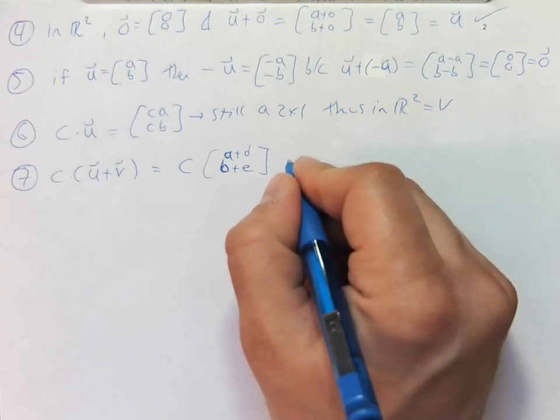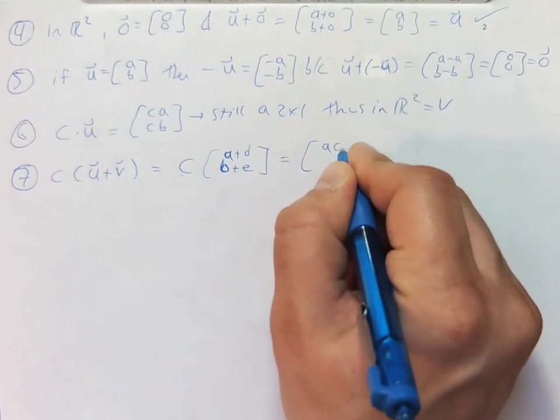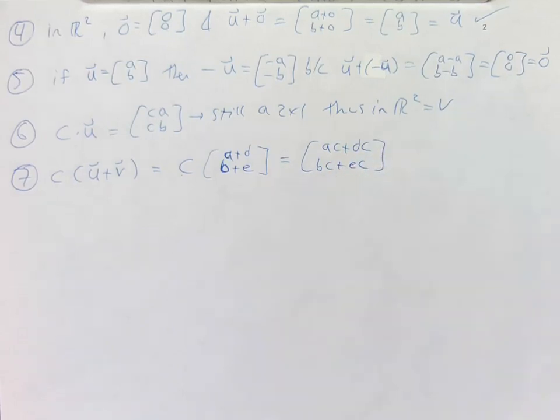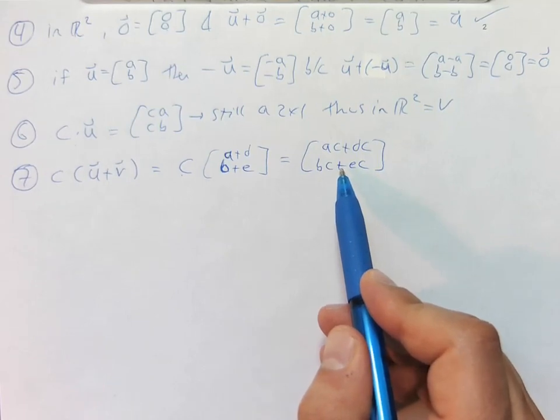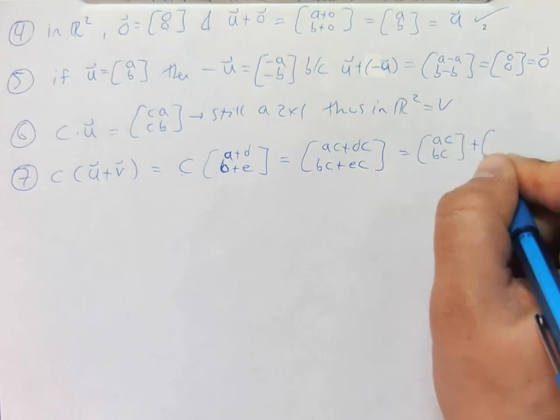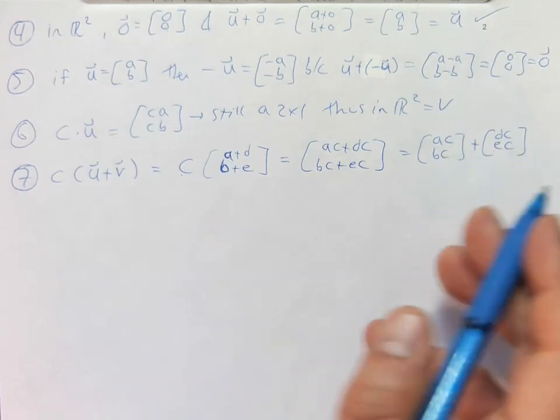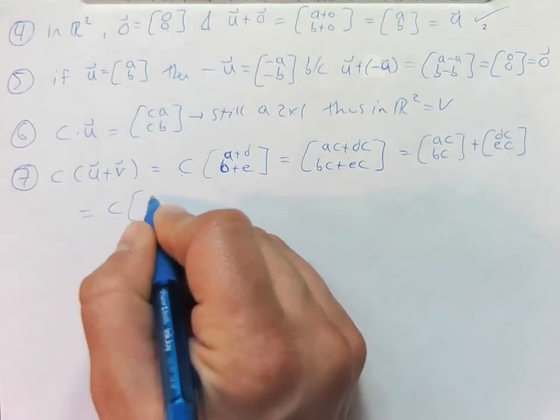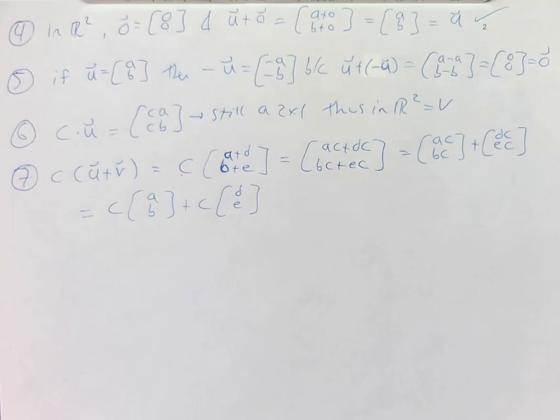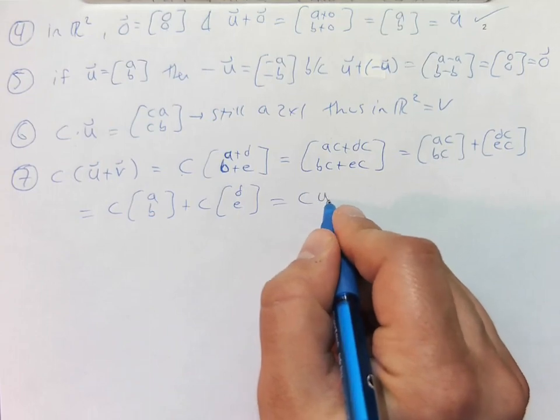And then we know that we can distribute a scalar into a vector. And so this ends up being AC plus DC, BC plus EC. And then we can split this thing up now and show that it actually distributed, right? So we can split this up into AC BC plus DC EC. And then we can factor out a C from both of them. And then we're just about there. Because once we have it looking like this, this is C times a vector U, C times a vector V, and that's exactly what we were trying to show.